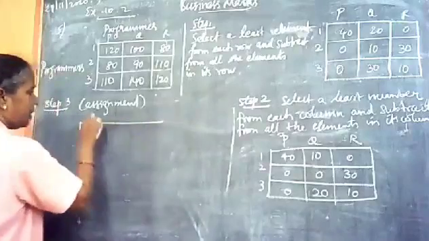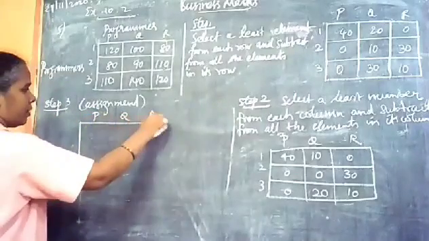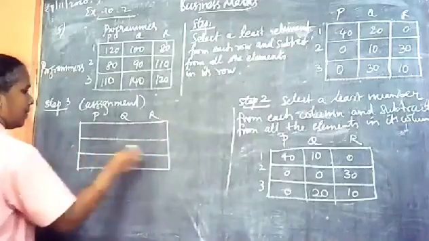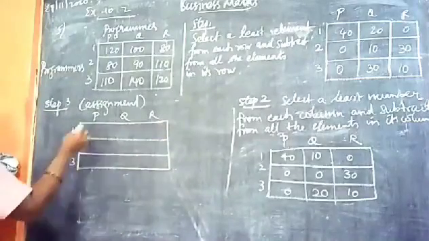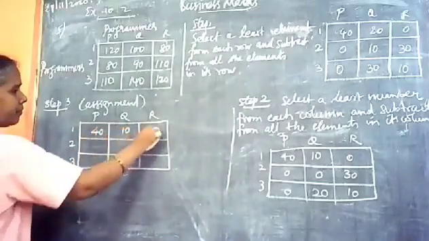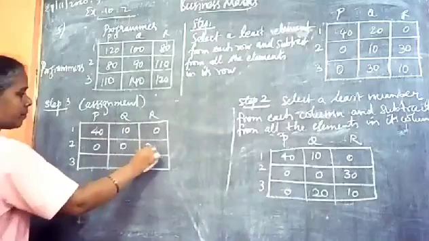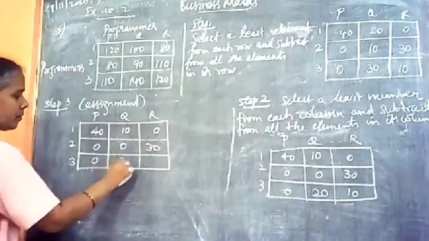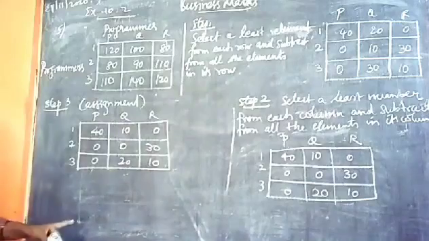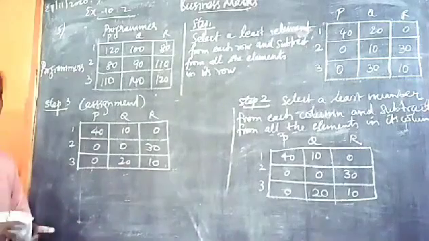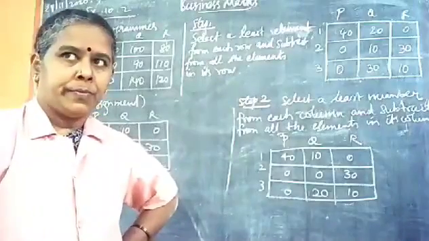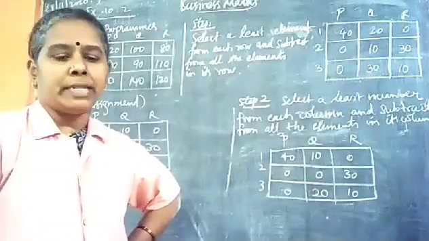Step 3, I told you to write the tabular column that we received in step 2. What you received here, that you can fill. Okay, everything is written as per step 2. Now you are going to check. In step 3, what are you going to do?